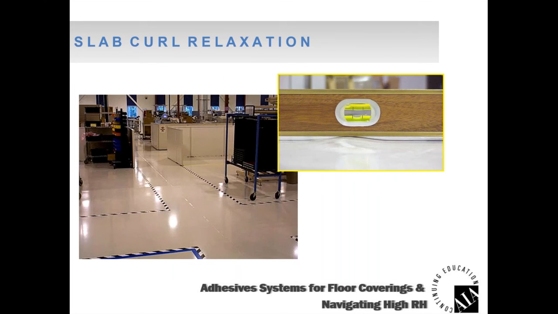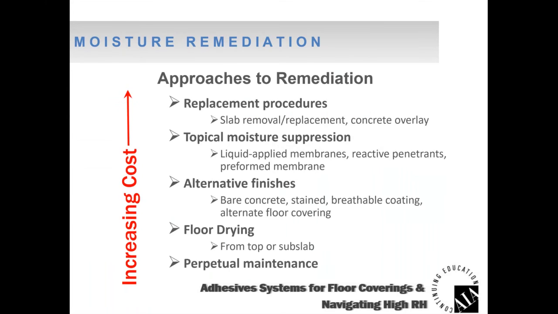Here's a piece of vinyl sheet. It has nice straight line mole runs, and that slab curl relaxation caused the failure, extruding the patch out of the joint, out of the control joint, and then you see a mole run.